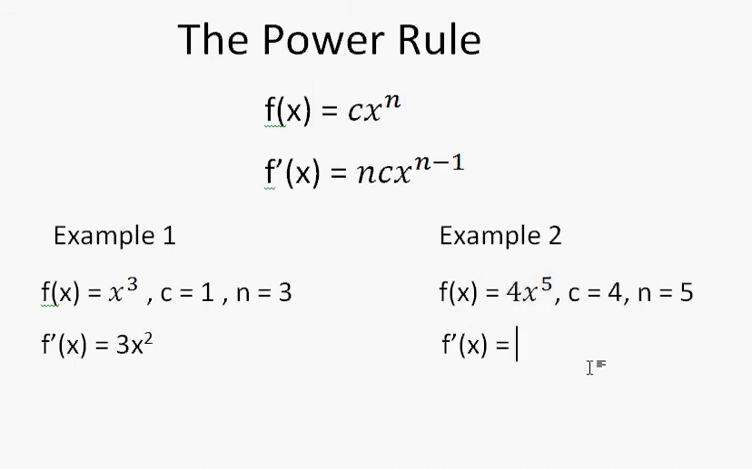And we're going to follow the rule again. So we multiply our power by our coefficient, or up here, n times c. That's 20, 5 times 4. We keep our x, because that's our variable. And then we drop our power by 1, n minus 1. So we have 5 minus 1, which is 4. And that's our answer, 20x to the fourth.